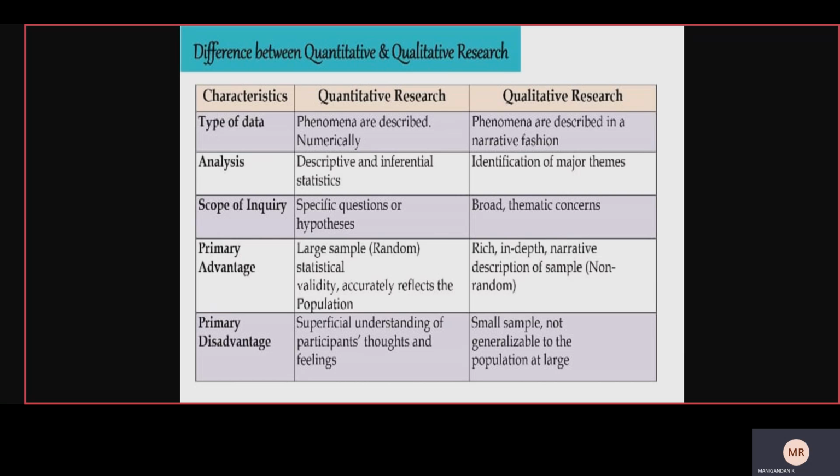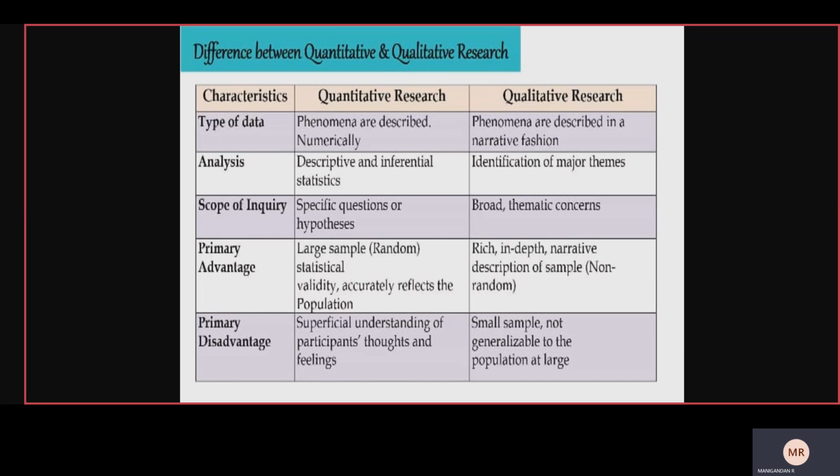Primary disadvantage: what is the disadvantage of these quantitative methods? A superficial understanding of participants' thoughts and feelings. It is based only on numerical data. Okay, the qualitative research sample is small and not generalized to the larger population. Yes, these are the differences between quantitative and qualitative research.